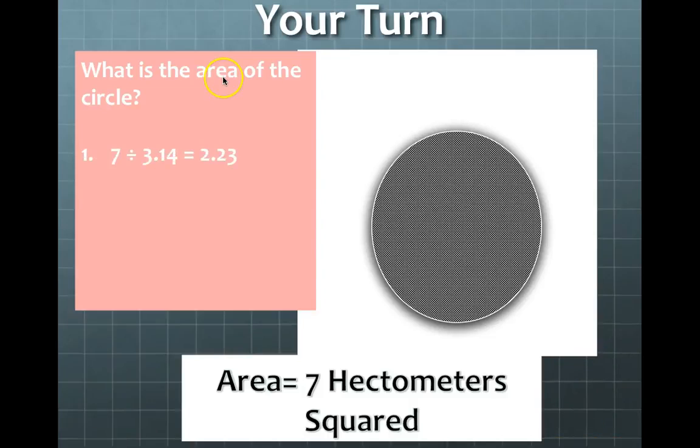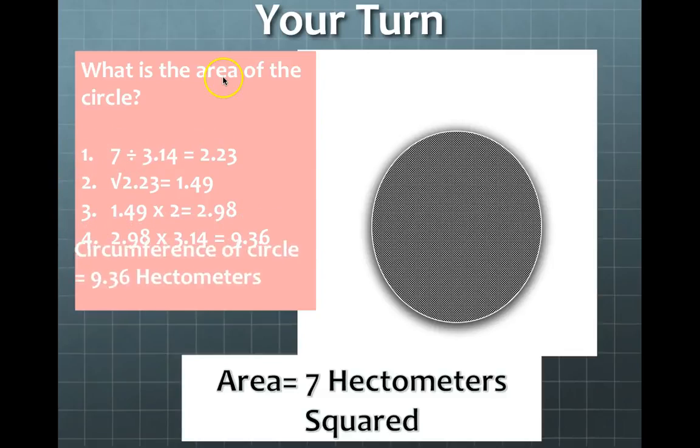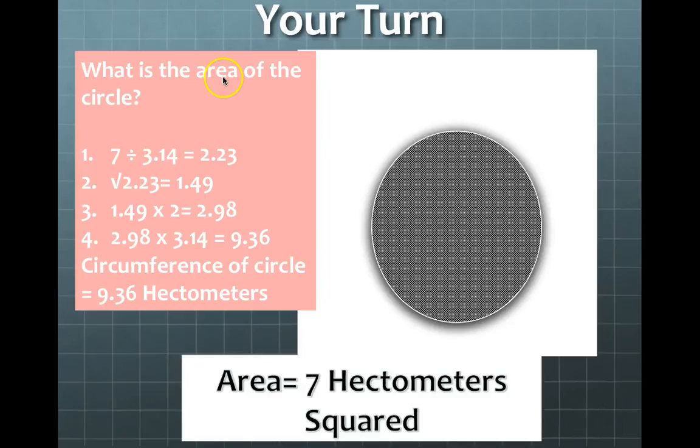All right, so I did the area divided by pi. I got about 2.23. The square root is approximately 1.49. I then double that radius to get the diameter. 1.49 times 2 is 2.98. I then multiply that by pi. It's 9.36. The circumference of the circle is approximately 9.36 hectometers.